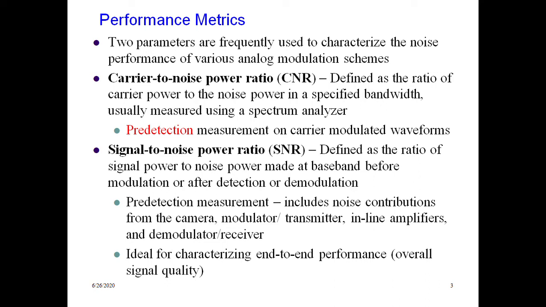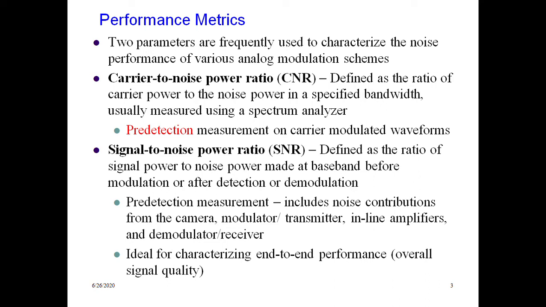Okay, so for the performance metric of various analog modulation schemes that we learn in this chapter, to recall, in chapters 4 and 5 we learned about modulation schemes. So in this chapter, chapter 7, we will also learn how this noise will occur in these modulation schemes. There are two parameters, which are CNR and SNR. CNR refers to carrier to noise ratio, and SNR is the signal to noise ratio.